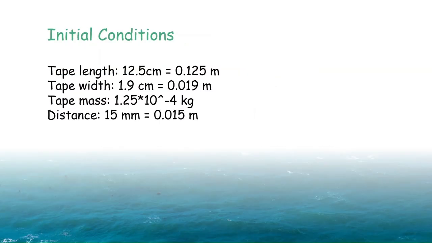Going to the initial conditions, the length of the tape was 12.5 centimeters, which is 0.125 meters. The width of the tape is 1.9 centimeters, which is 0.019 meters. And the mass of the tape was estimated by multiplying 1 gram per meter by the tape length, which is 0.125 meters, and then dividing it by 1,000 to get the kilograms. And so we got 1.25 times 10 to the negative 4 kilograms. And then the distance between the two tapes before the bottom tape began rising to the top tape was 15 millimeters, which is 0.015 meters.